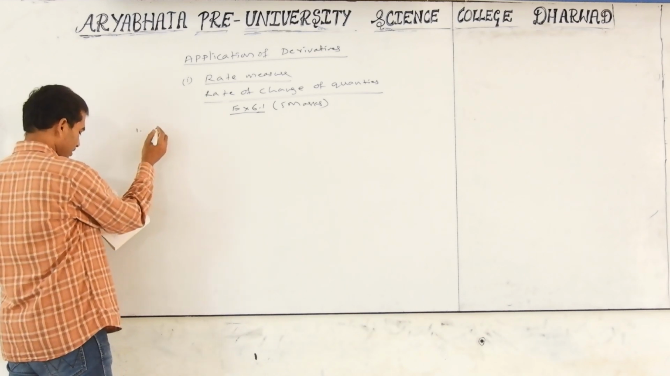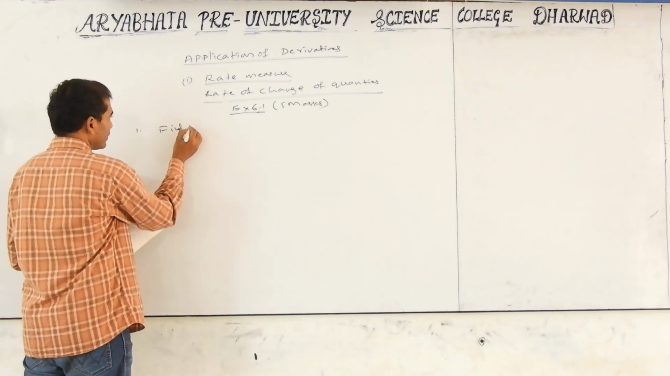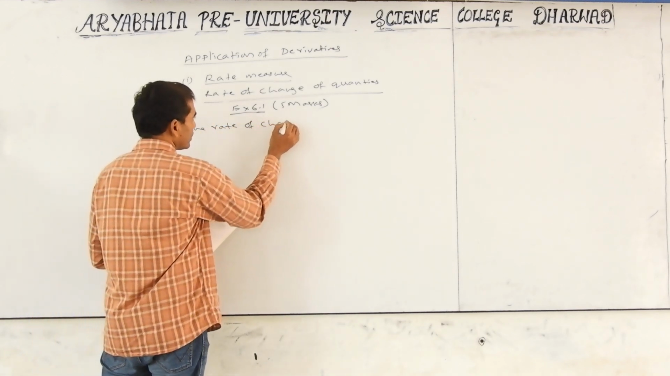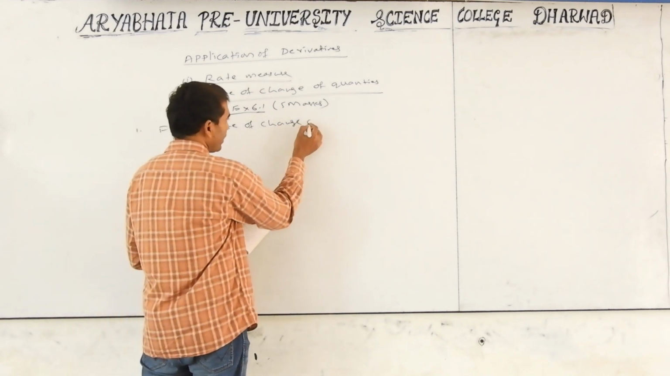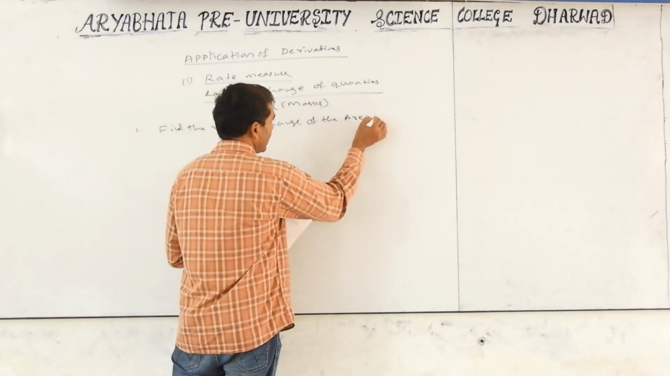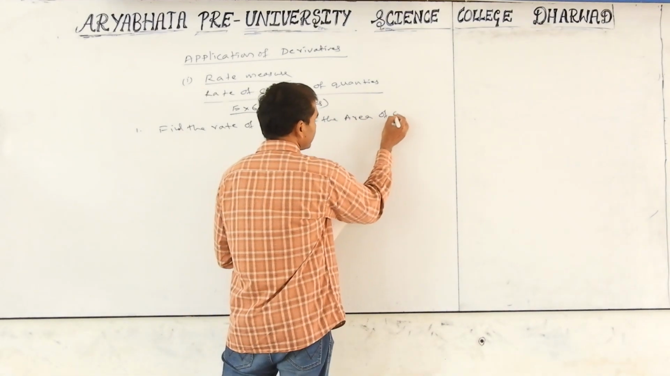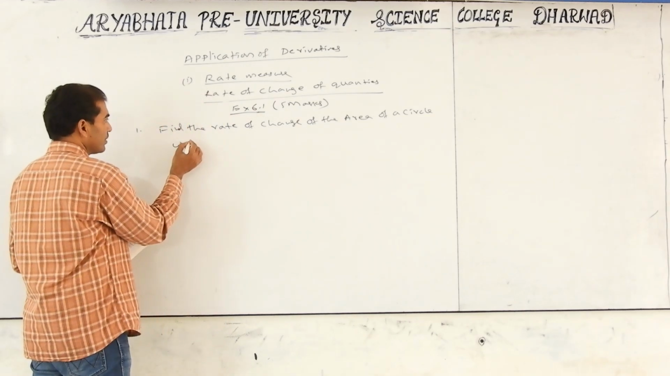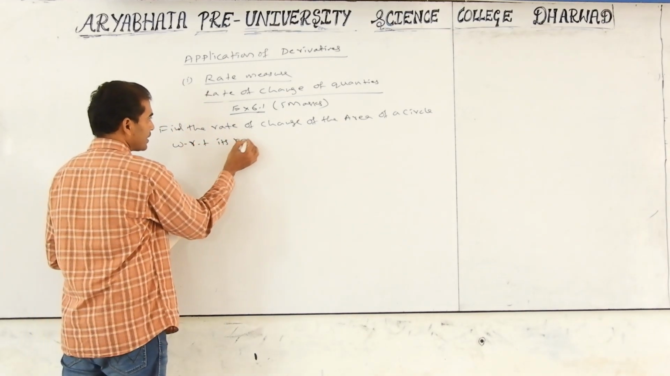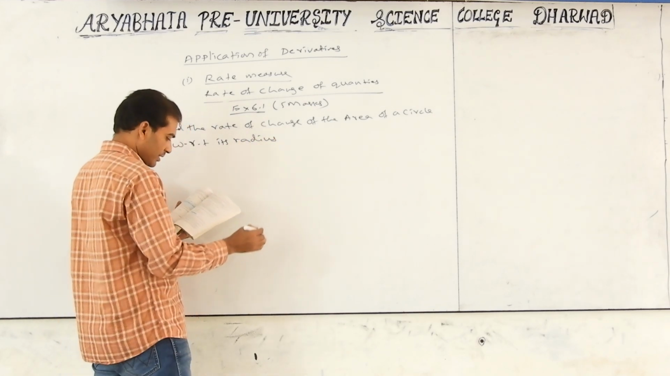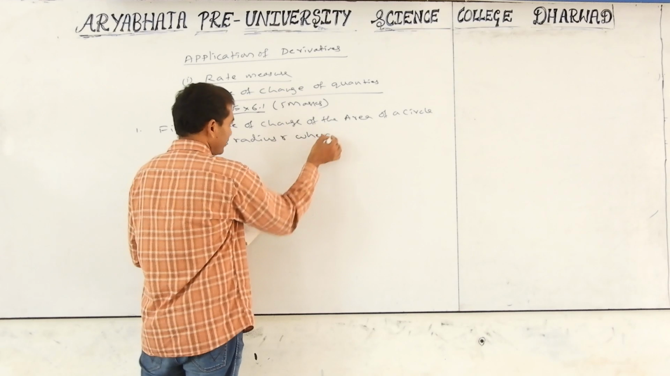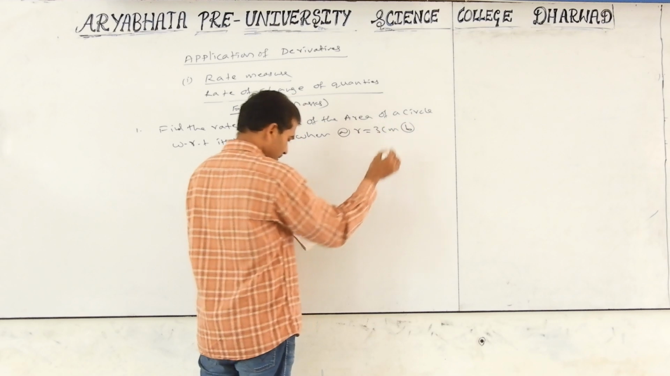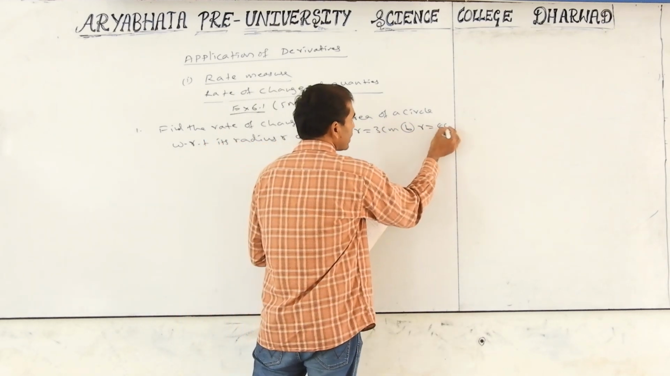First question is: find the rate of change of the area of a circle with respect to its radius r, when a) r equals 3 centimeter, b) r equals 4 centimeter.